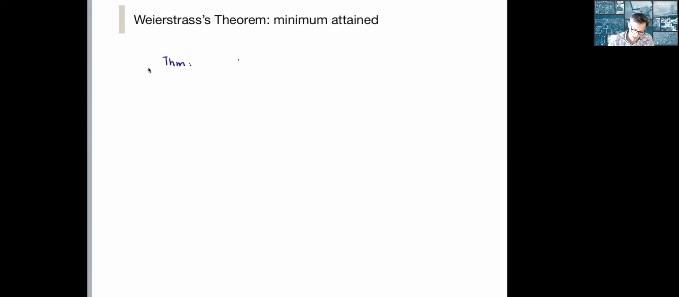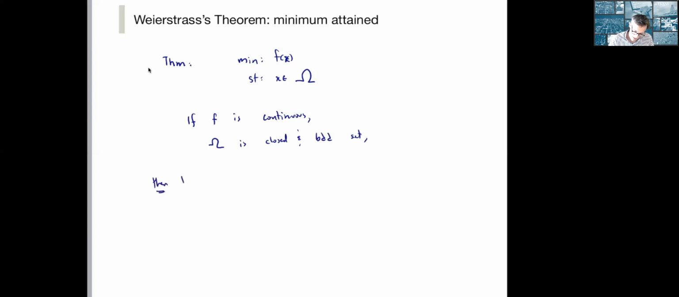If I have any optimization problem, minimize or maximize f of x subject to x in, let me give it a different name so it doesn't necessarily have to be our previous set. If f is a continuous function, and if omega is any closed and bounded set, then the minimum is attained at a specific point of omega.